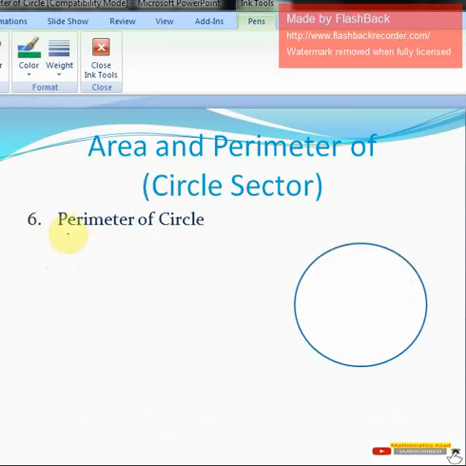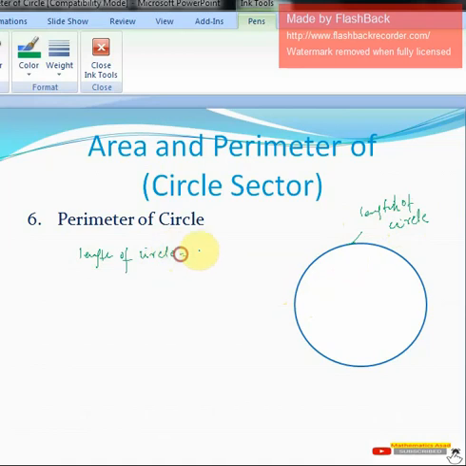It is perimeter of circle. Perimeter of circle is basically the length of the circle. So the length of circle is all this line, this blue line. So how long is it? It is the length of circle.